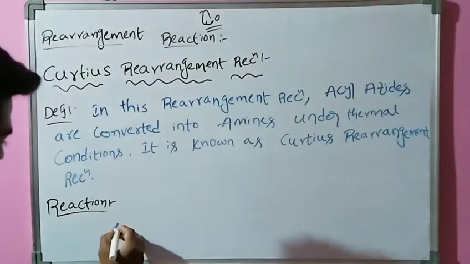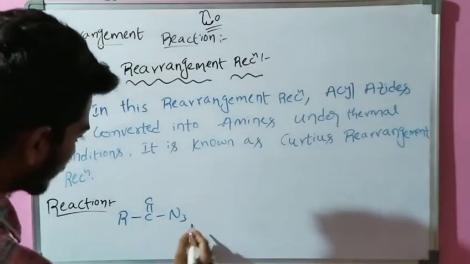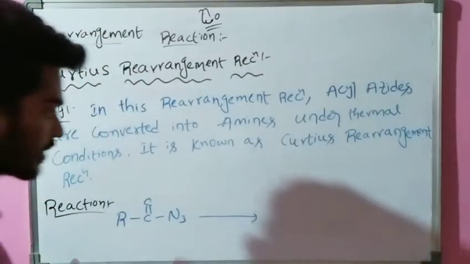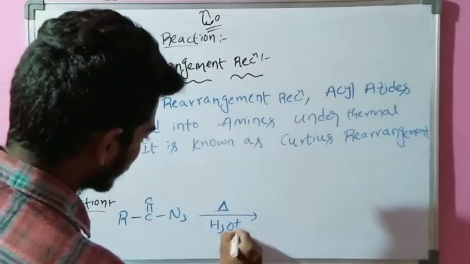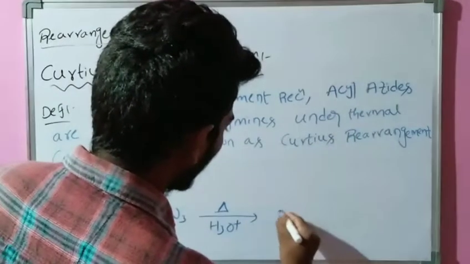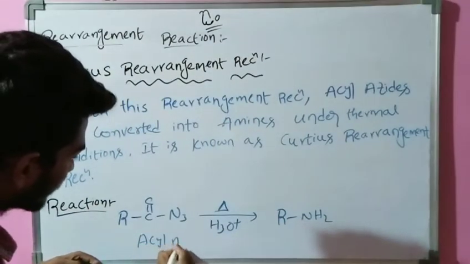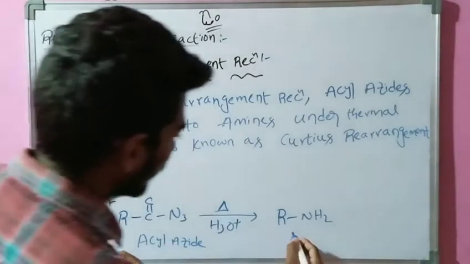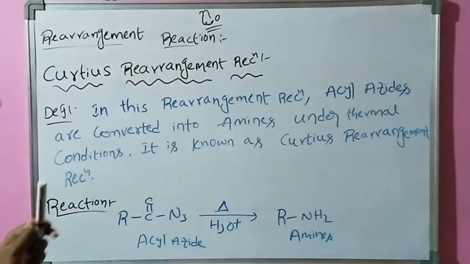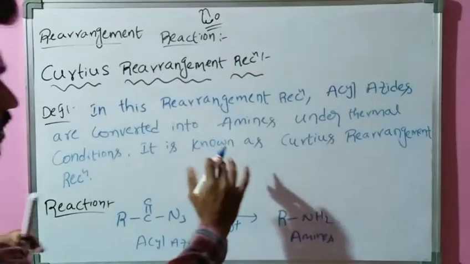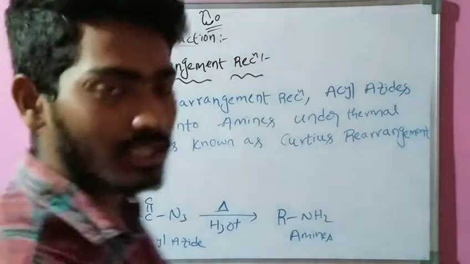What is the reaction? Acyl azides under thermal conditions form amines. This is the acyl azide, and it forms amines. This is the definition. What is the definition? Acyl azides are converted into amines under thermal conditions. This reaction is known as the Curtius rearrangement reaction.